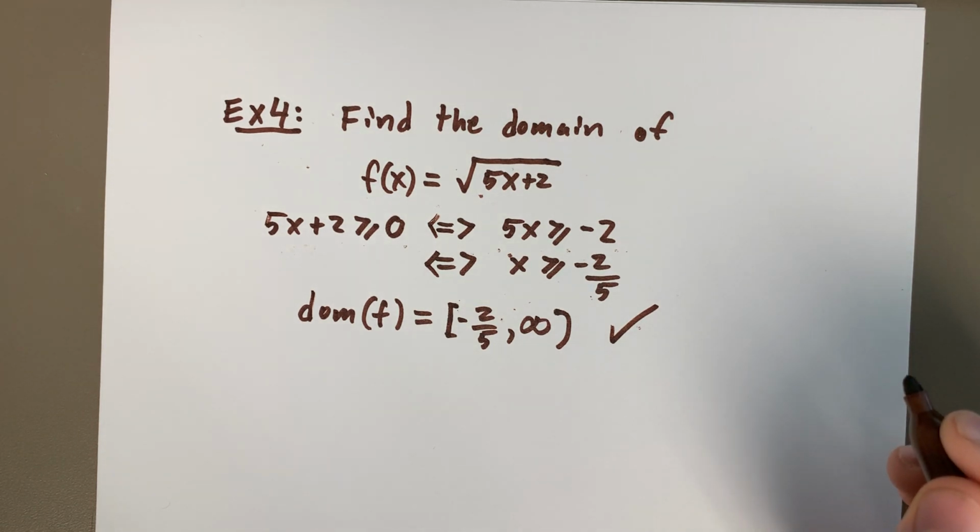In the next example, we're going to be looking at what happens when we have squares inside a radical. So I'll see you in that one if you are curious to figure out how that works.